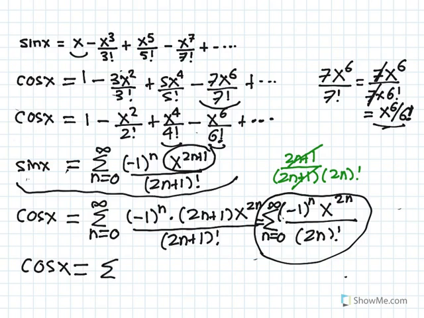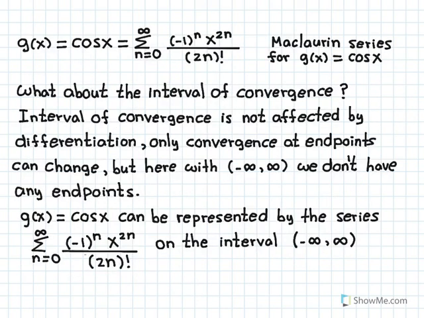Cosine x is equal to the summation n equals 0 to infinity. And it's easy to memorize because cosine x is an even function, so it has only even powers of x for its Maclaurin series. Negative 1 to the power of n, x to the power of 2n, divided by 2n factorial. All right, so we now have the Maclaurin series for g of x equals cosine x. That's the summation n equals 0 to infinity of negative 1 to the power of n, x to the power of 2n, divided by 2n factorial. This is the Maclaurin series for cosine x.